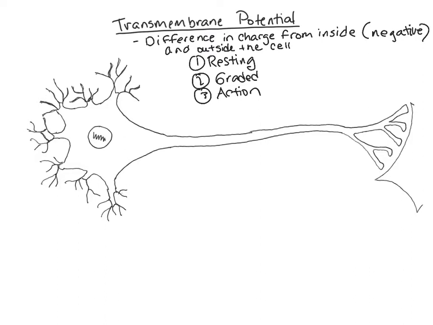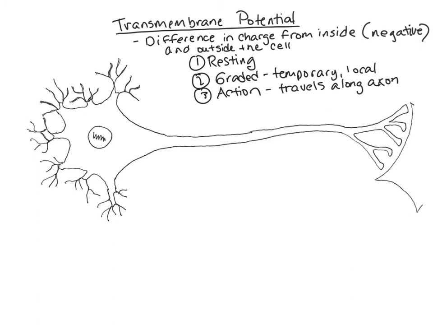If a stimulus disturbs the resting membrane potential, then a temporary localized change occurs that's called a graded potential. And if the graded potential is sufficiently large, it will produce an action potential. The action potential is then propagated along the axon to one or more synapses at the synaptic terminals. So let's look at the resting membrane potential.